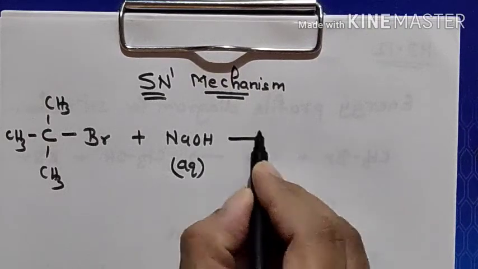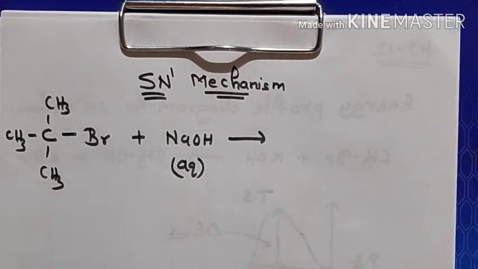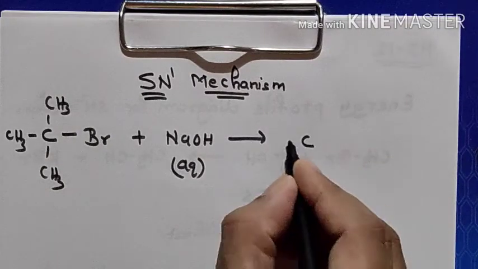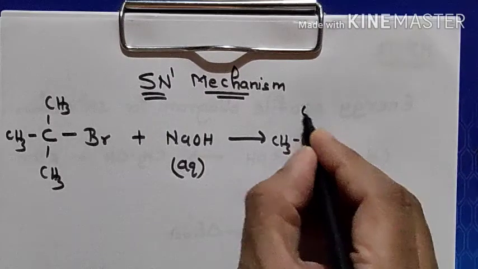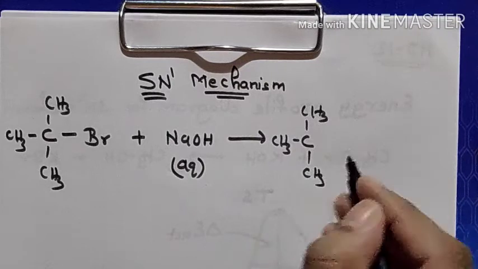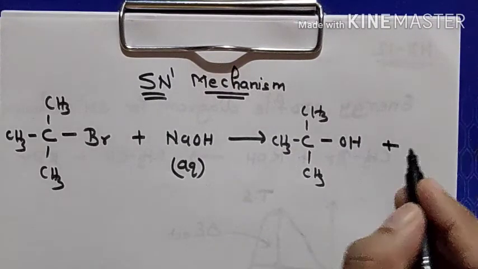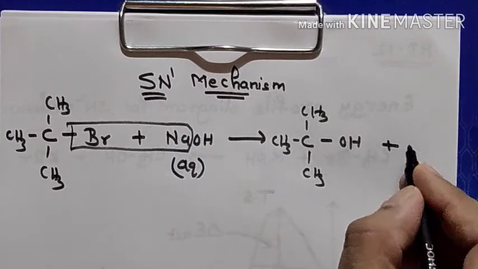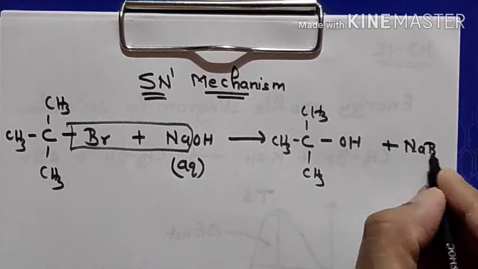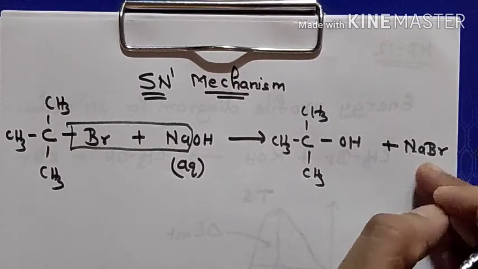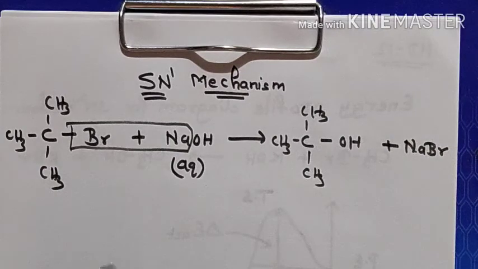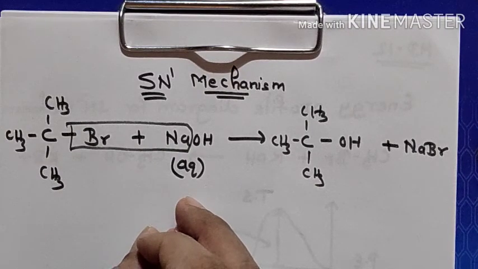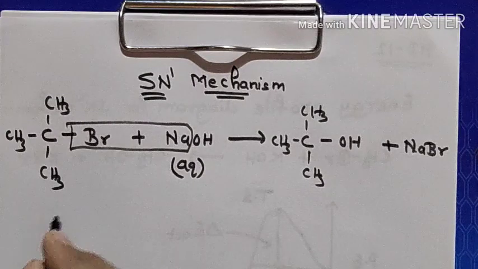Now what will happen? It's again a nucleophilic substitution reaction. So OH will come in, Br will move out, and the product formed will be this. Here it comes OH. And what will be left is NaBr, because this Na is going to combine with Br. So we'll get NaBr. Now we'll see what is the mechanism of this process, but before that, let's talk about the kinetics of this reaction.